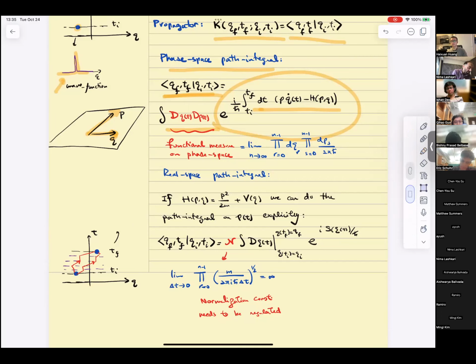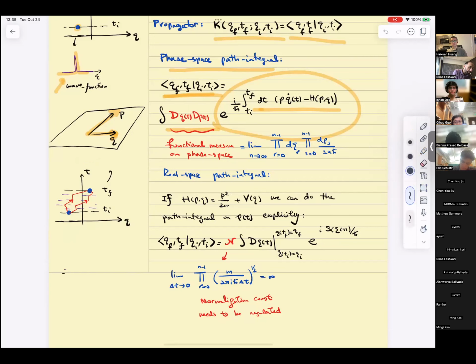The picture to have in mind is something like this. At time Ti, we split time into many, many pieces, and we inserted resolutions of identity. Now I'm drawing this picture only for paths in space, but what's actually happening is that the path integral is a path integral over the phase space.